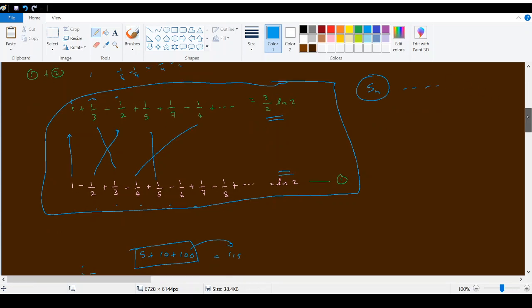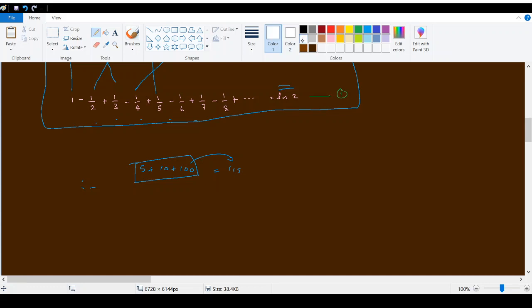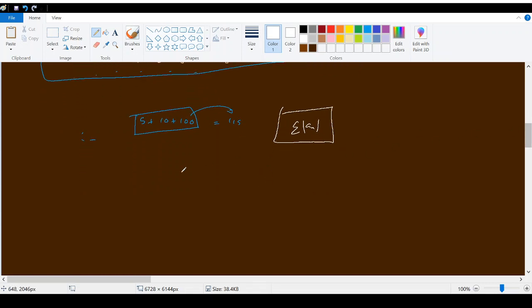But now there are some things you should know. If the series is absolutely convergent, if the modulus is also converging, then whatever the rearrangement you have, you will get the same result. That's a theorem that the mathematicians have proved. And there's one more thing.